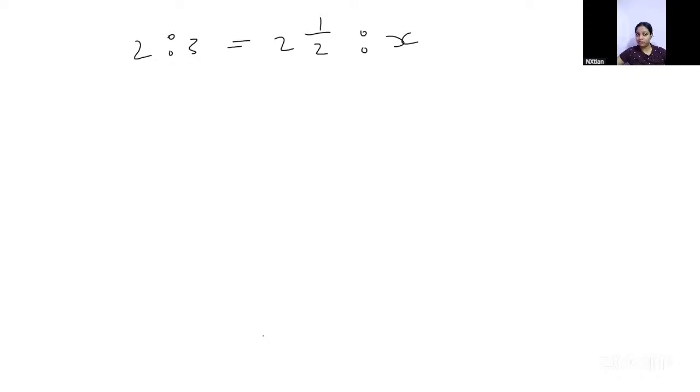Yesterday I taught you something: when something is written like this and you have to make it into points, how will you write it? Think and tell me. Yesterday only I taught you this.